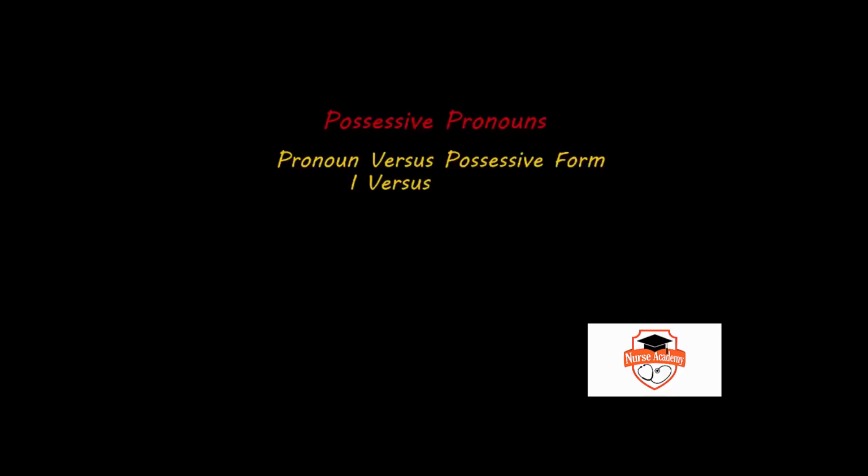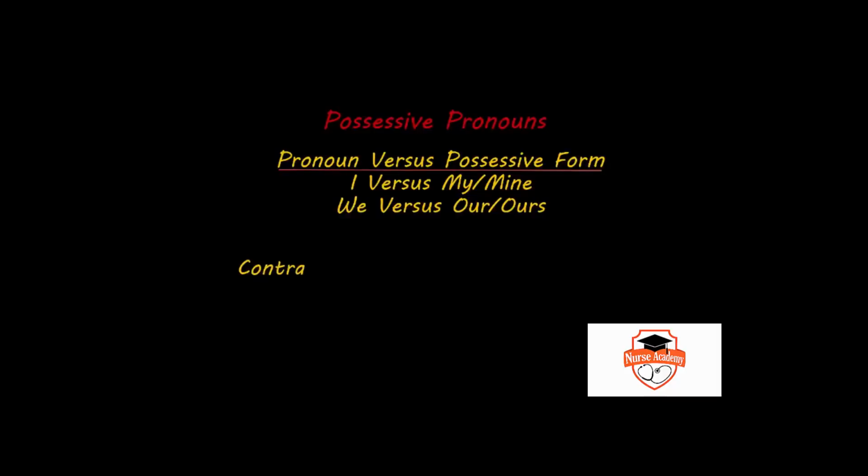Next, let's discuss the possessive pronoun. There's two things that you want to keep in mind. The first one is your pronouns versus your possessive forms. For example, you have I versus my or mine, or we versus our or ours. You want to make sure when you're using a possessive form that you actually use a possessive form, such as my or mine instead of I.